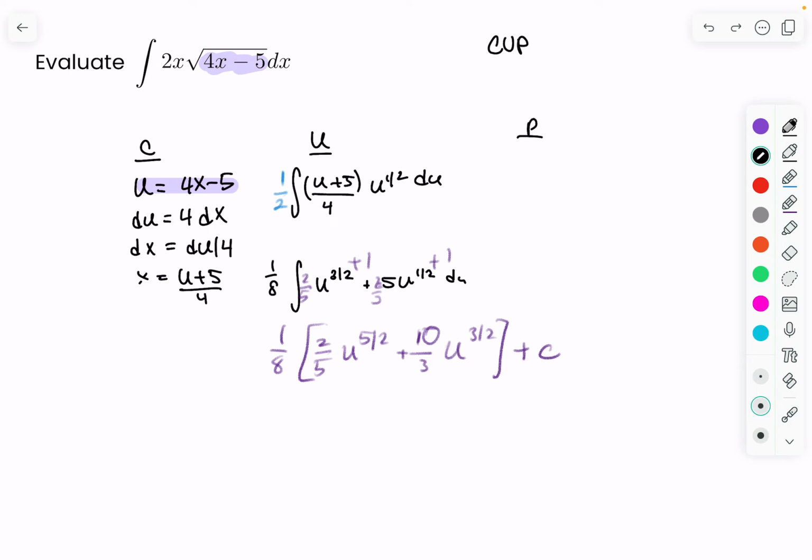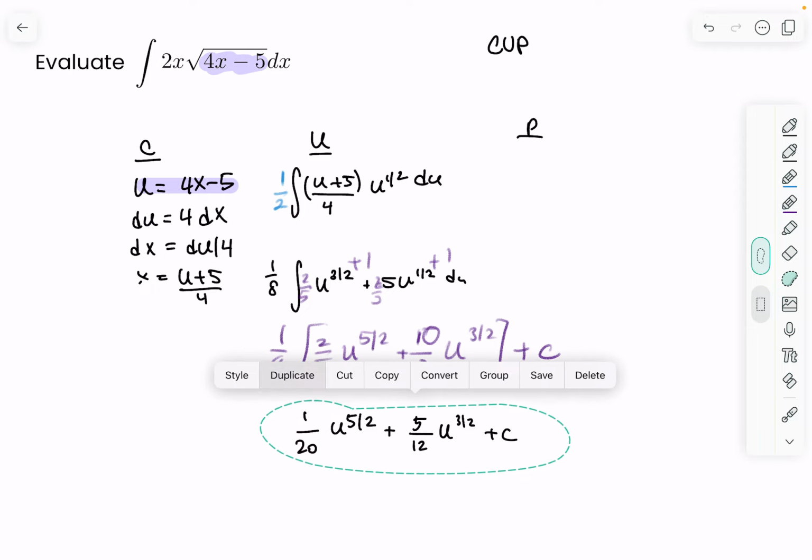So let me actually distribute the 1/8 first. If you take a look here, you have 1/8 times 2. This is 2 over 40, which you could just do as 1 over 20, u to the 5/2. And then what do you have? 10 over 24, which if you divide by 2, is 5 over 12, u to the 3/2 plus c. And then take this and put everything in terms of u.